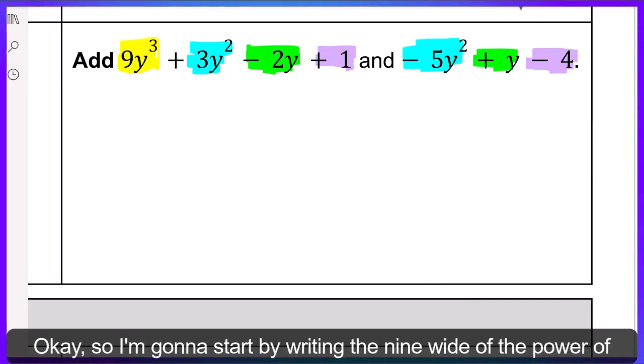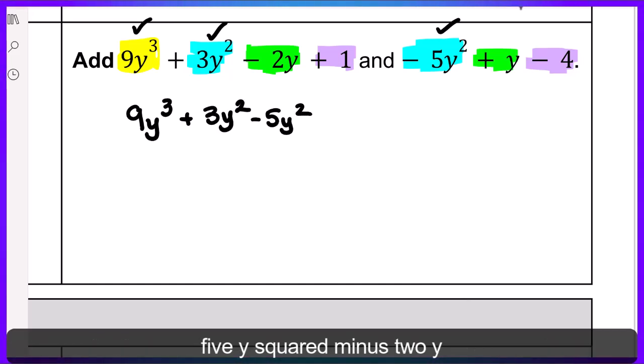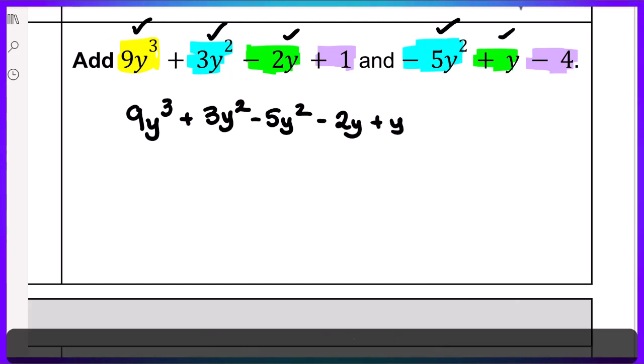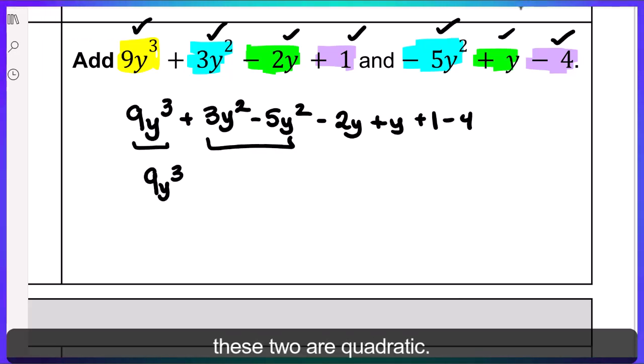Okay, so I'm going to start by writing the 9y to the power of 3. That's the only one. I'm going to write 3y squared minus 5y squared minus 2y plus y plus 1 minus 4. So this one's by itself. These two are quadratic.